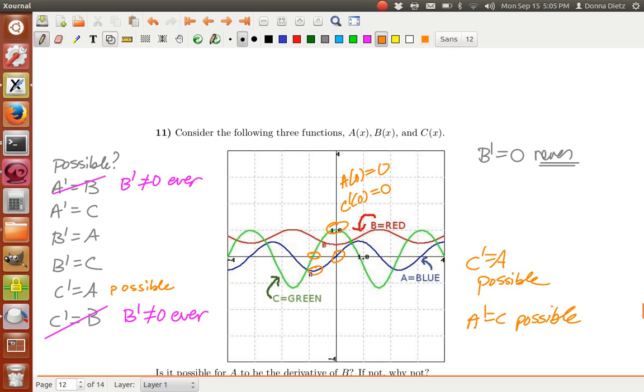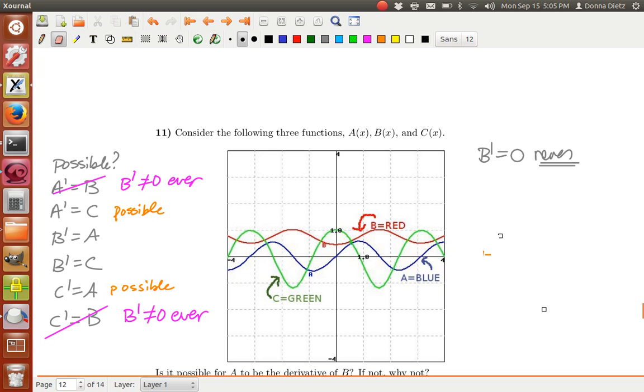Based on what we just did, so far this is possible. That's too bad, they can't both be true. So let's come up with some more clues here. One of these can't be true. All right, let's find a counterexample so that one of them is impossible. Let's see.